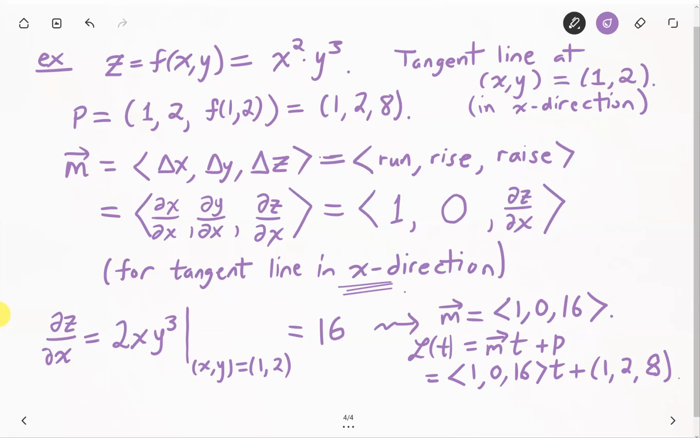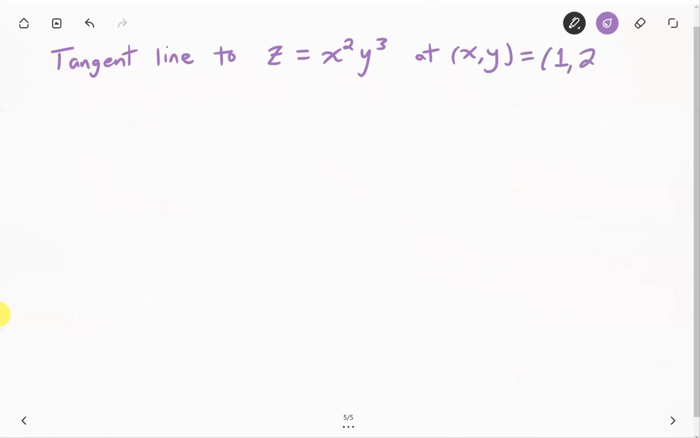However, we should keep going. We should also come up with the equation of the tangent line in the y direction. So going on to the next page, let's calculate the tangent line, again, to the same function, z is x squared times y cubed at the values x, y equals 1, 2. This time let's do it in the y direction.